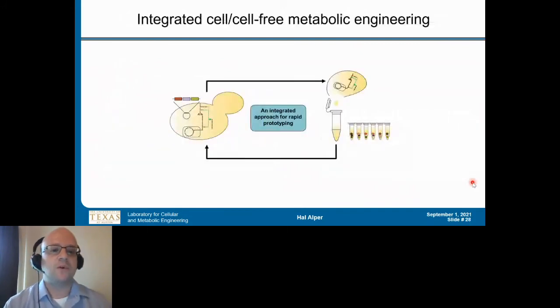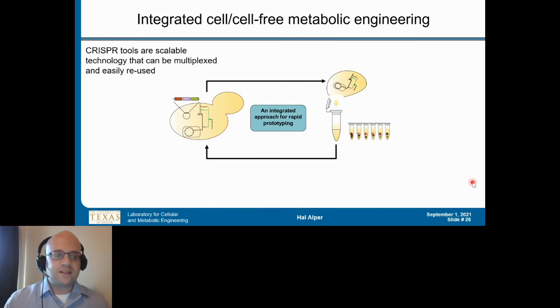So with those examples, hopefully you've been able to get some motivation here that cell-based systems and cell-free systems, we can integrate these together through the tools of synthetic biology and metabolic engineering and the technologies, especially with JGI in the DNA synthesis core. And we see that CRISPR tools, these are scalable technologies that can be multiplexed and easily reused and moved between different cells. And that allows us to create various different platform strains that we can rapidly test and also rapidly transition over into cell-free systems.